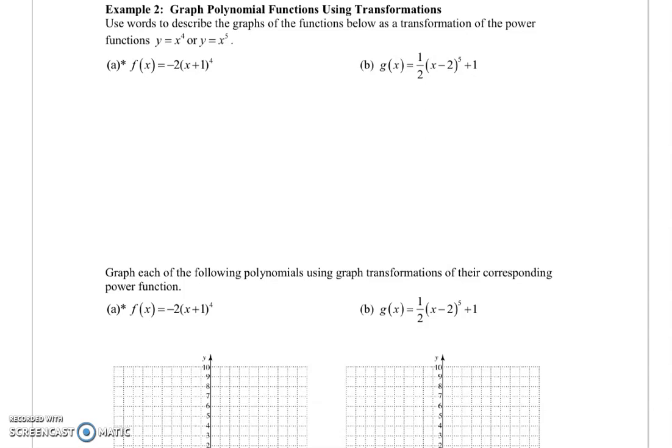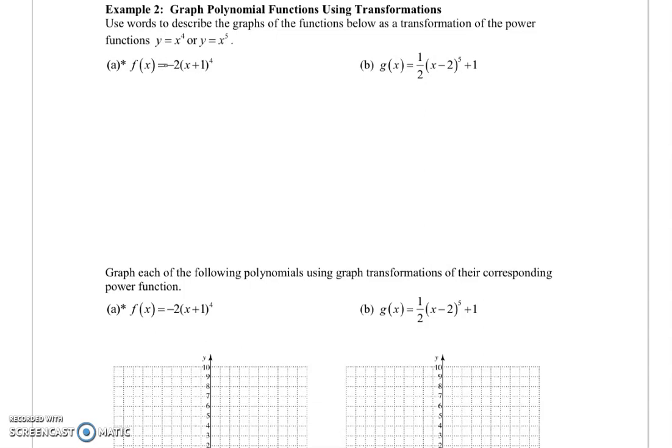Okay, so if you recall in section 3.5, we learned how to graph transformation functions by using transformations. So let's do the same thing here. We have one that starts with transformations of x to the fourth, and one that starts with transformations on x to the fifth. So let's write down all the transformations we have and then graph them. So let's look at this first one.